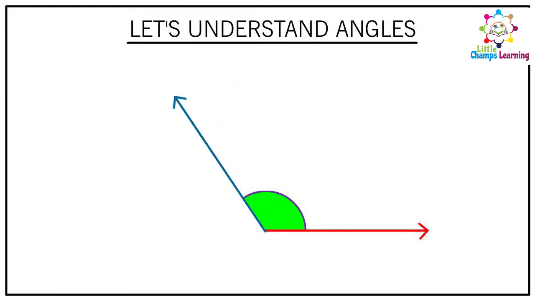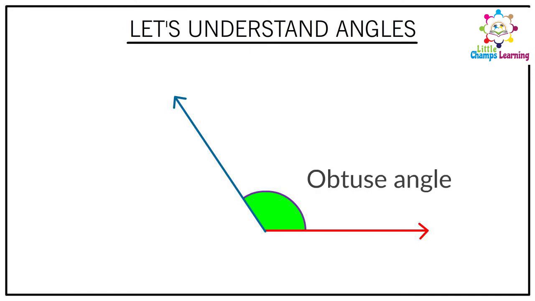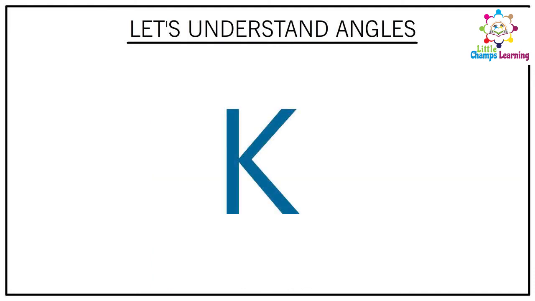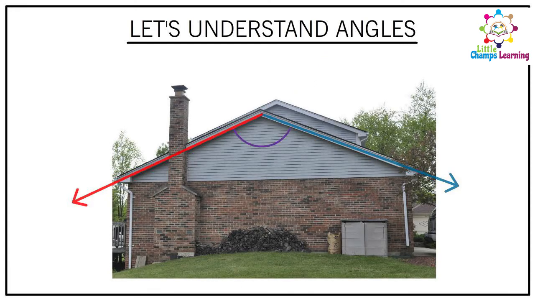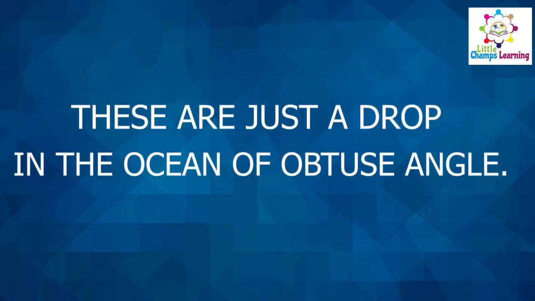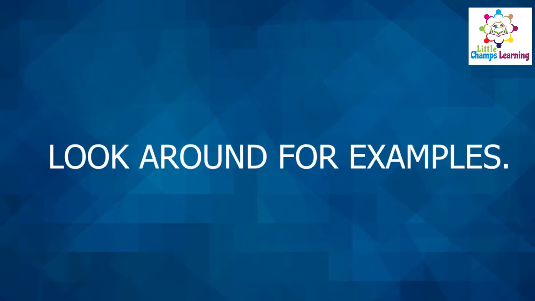Now this angle, as you can see, is larger than 90 degrees but less than 180 degrees. This is called an obtuse angle. Look at the angles between the blades of a windmill. They measure somewhere between 90 degrees and 180 degrees. Therefore, they are obtuse. The letter K has an obtuse angle too. Find out an obtuse angle in the rooftop of a house. These are just a drop in the ocean of obtuse angles that surround you. Look around for a good number of examples.